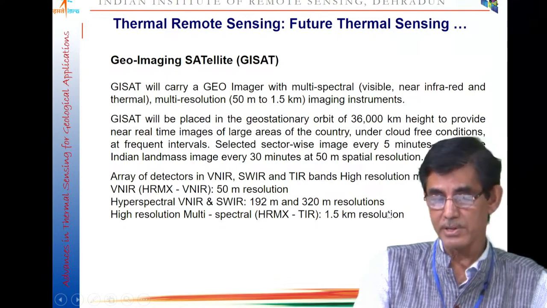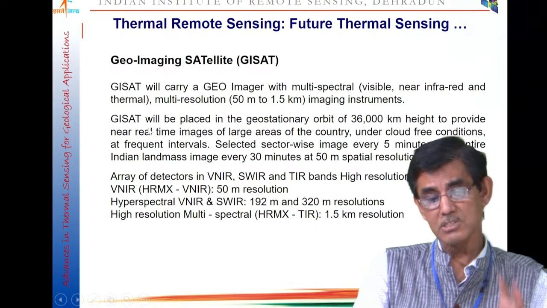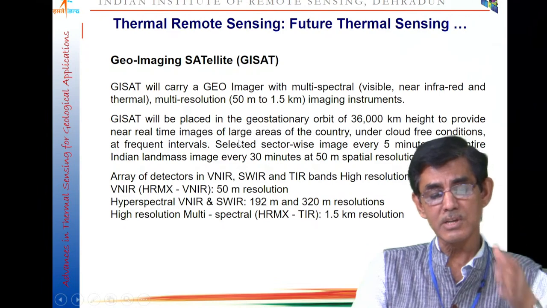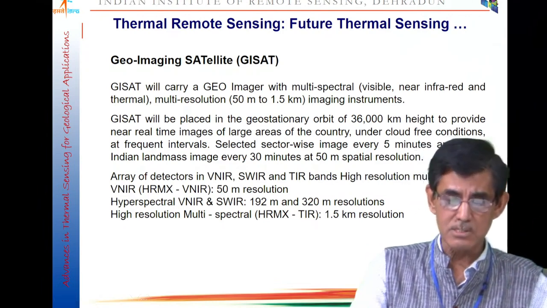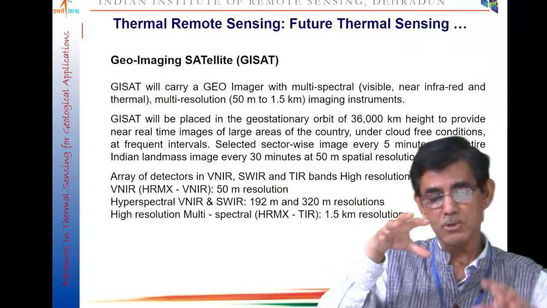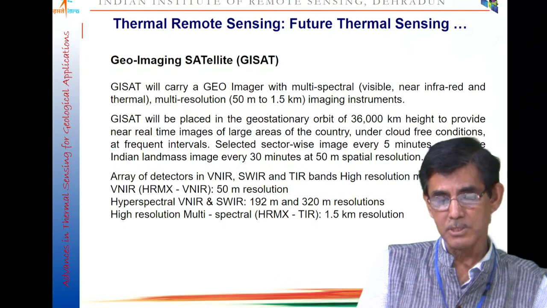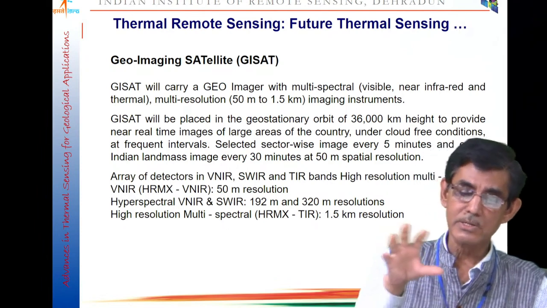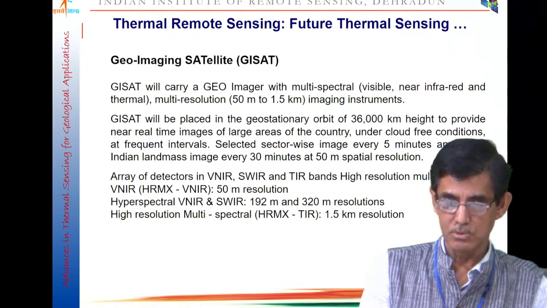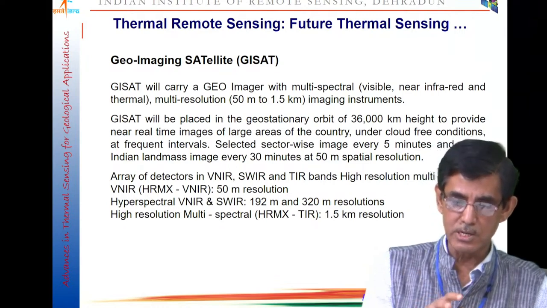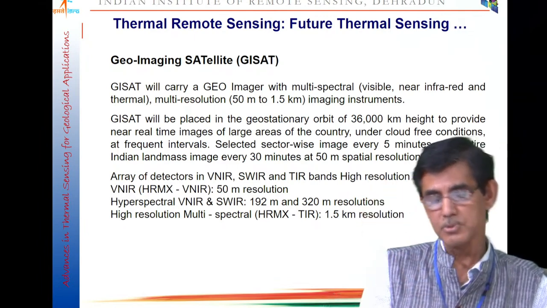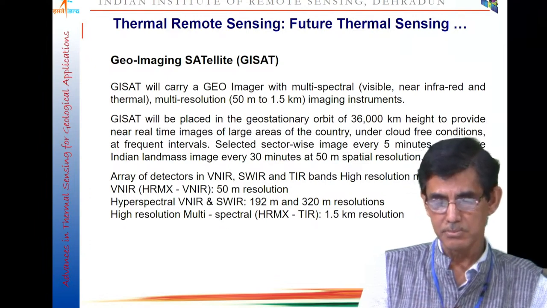So those things are not very great, but what is great is that the sensor is placed in a geostationary orbit, because GISAT is a geostationary satellite. It is not a polar satellite. So that means it will remain fixed with respect to your Earth surface, and it will be covering the Indian continent area, India and surrounding region. Always it will be focusing on that. So continuously it will observe the Indian territory.